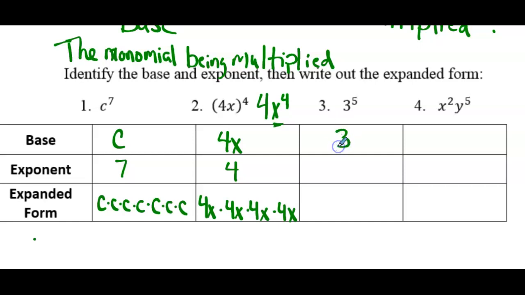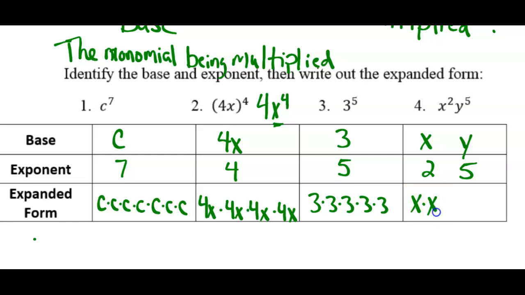Okay, 3 is my base, 5 is my exponent, so I'm writing 3 5 times. 1, 2, 3, 4, 5. Okay? X squared, y to the 5th. I have a base of x, I have a base of y, I have an exponent of 2, an exponent of 5, so that's x times x times y, and then 1, 2, 3, 4, 5 y's, all being multiplied together. Okay?